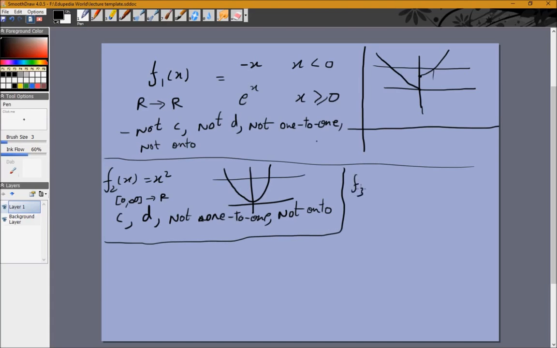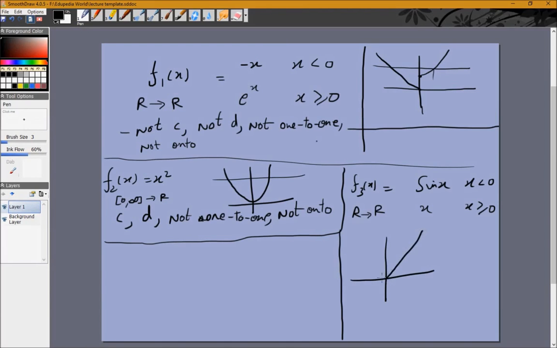Let's see f3(x). f3(x) is sin x for x less than 0, x for x greater than or equal to 0, and it goes from R to R. So I'll just draw the graph right here. For x greater than 0 it is x. For x less than 0 it is sin x. So sin x goes like this.